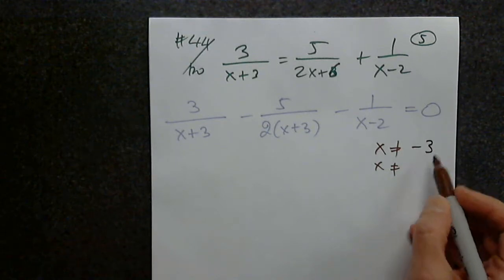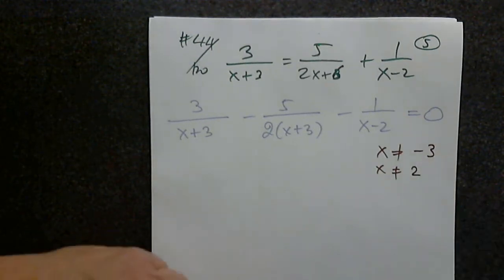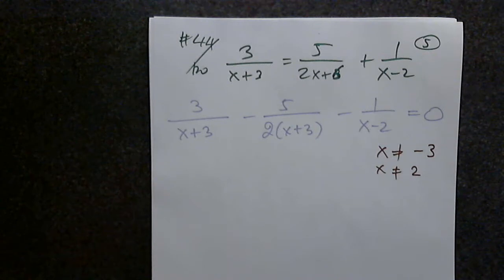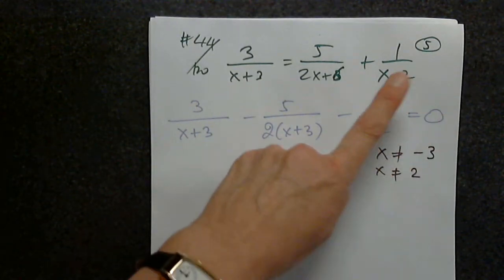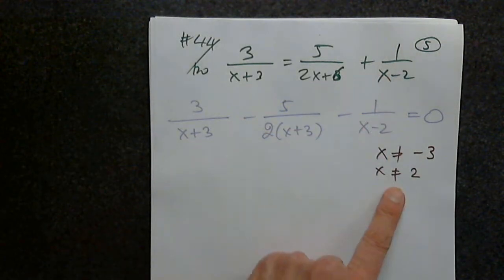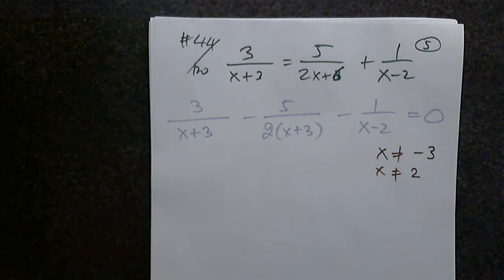Negative 3 and 2. Do you all agree with the given restrictions? Everyone? Denominators cannot be 0. X plus 3 cannot be 0, which means x cannot be negative 3. X minus 2 cannot be 0, which means x cannot equal 2. Is that okay, everyone? Writing these restrictions is mandatory. When solving rational equations, I must state restrictions.